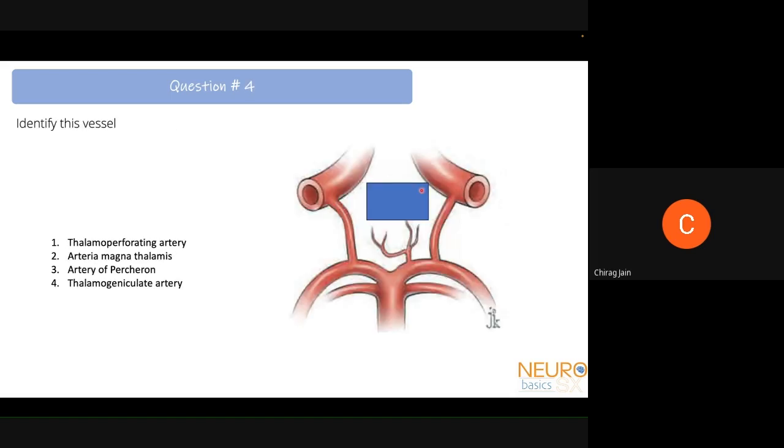Okay, identify this vessel. So I have not actually mentioned this artery during the lecture, but if you had paid attention to some of the pictures, this artery has been labeled. So this is a thalamoperforating artery, yes, but this is the single thalamoperforating artery, which is arising from one side PCA and supplying both the thalami. So this structure is called the artery of Percheron.